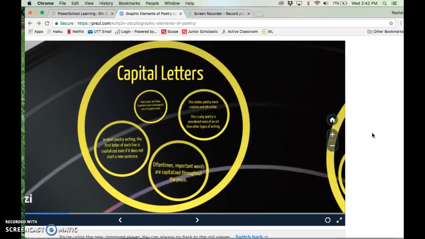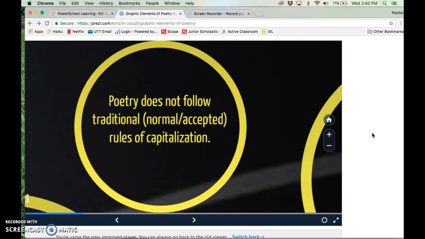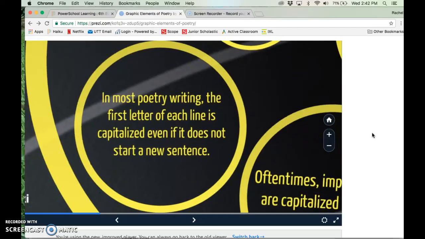Another important factor of the graphical elements of poetry are capital letters. Unlike writing essays or any other type of writing form, poetry does not have to follow the traditional, quote-unquote, normal and accepted rules of capitalization. You have a little bit more freedom. For instance, you'd normally always capitalize just the start of a sentence, but in poetry, we'll see how you have a little more freedom, and there is one important capitalization rule you have to follow.